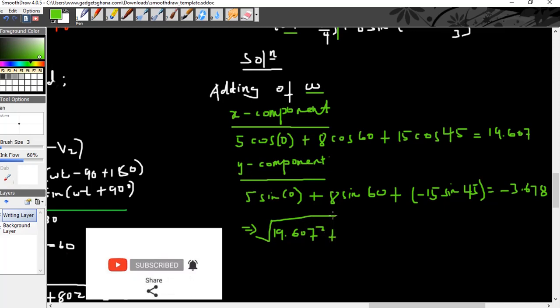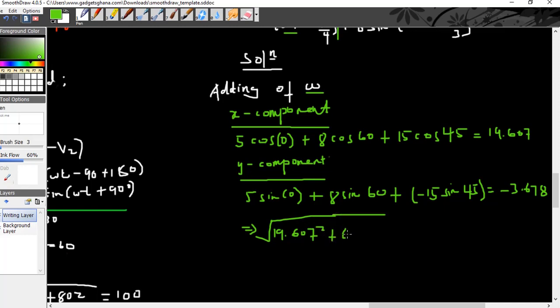Okay, plus, let me extend that, minus 3.678, squared. So this will give us, when you point this on your calculator, you end up with 19.949. Okay, and then let's take the argument, right? Let's find the angle.